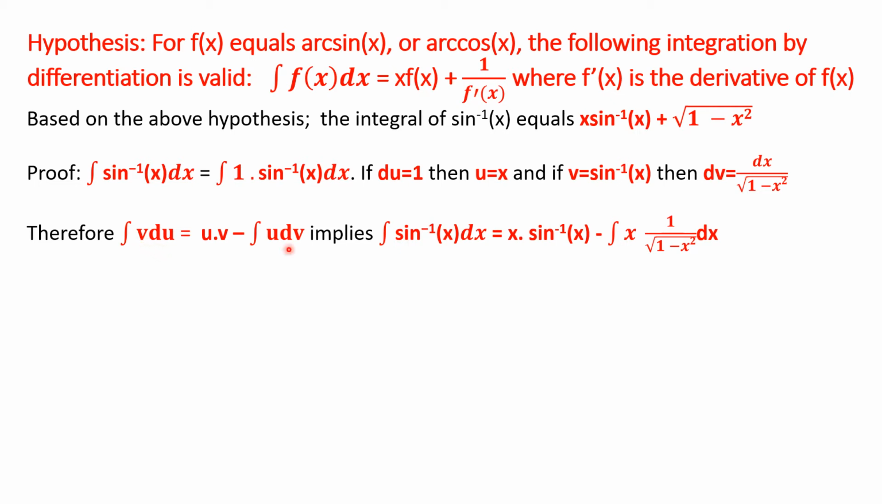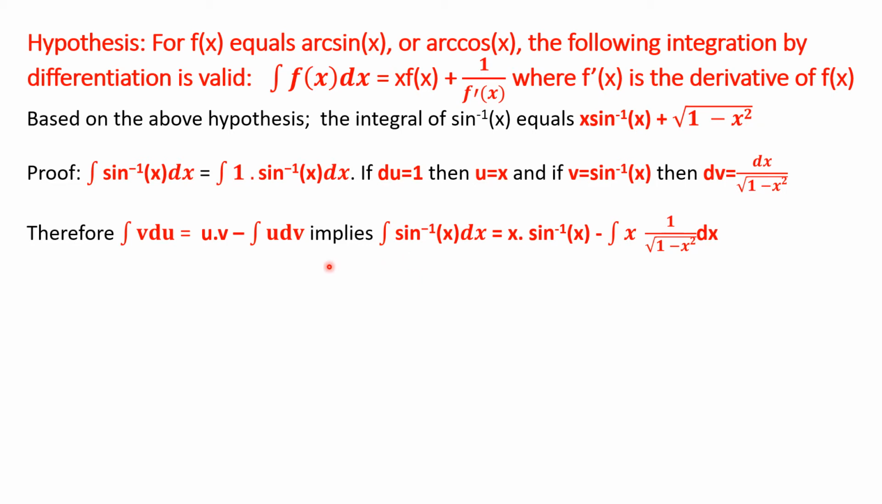v is our sine inverse of x. du is equal to 1. And then the integration of this value will be equal to x, which is u, multiplied by sine inverse of x, which is v, and then minus the integral of u, which is x, and dv, which is 1 over square root of 1 minus x squared dx, which is right here.